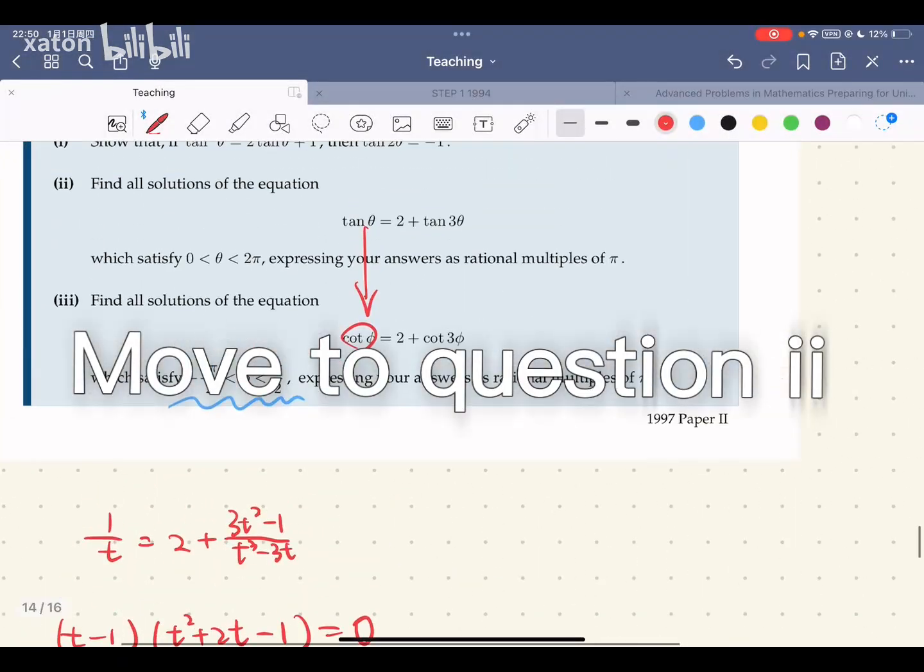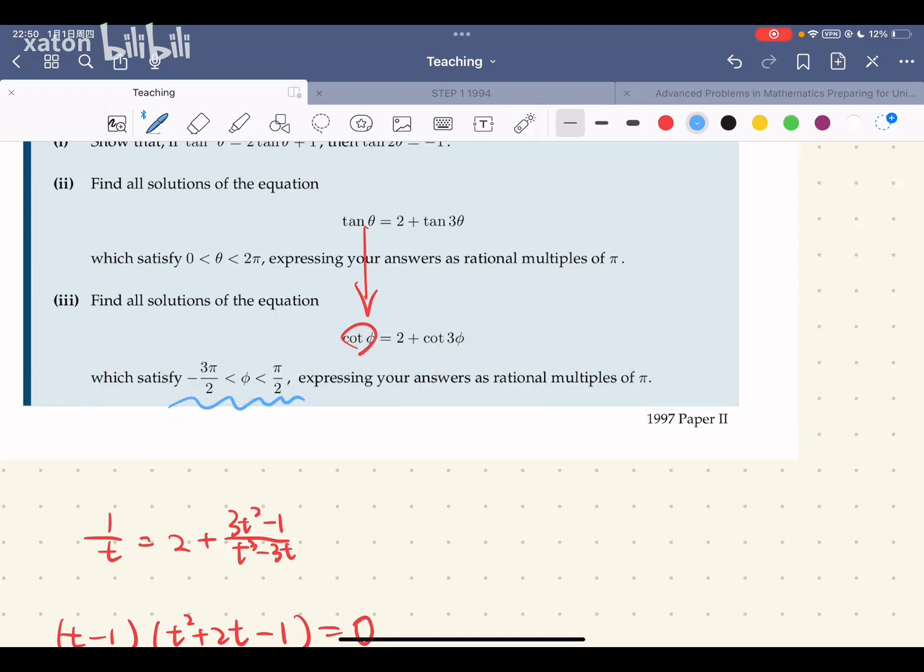The only difference is it used cotangent instead of tangent. But what's the deal? We still substitute tangent theta into it. We still use the substitution. It's totally the same from the beginning to the end. I don't see any difference.